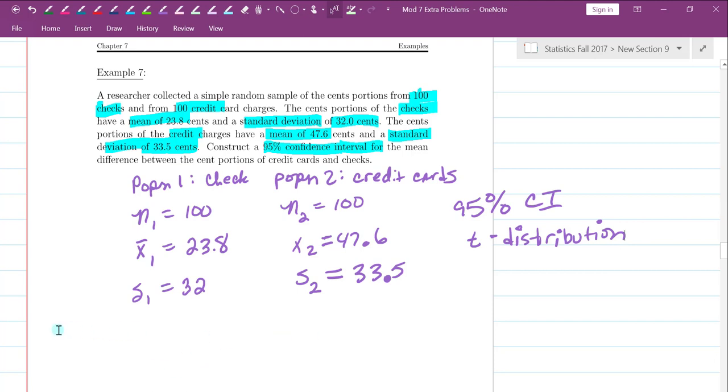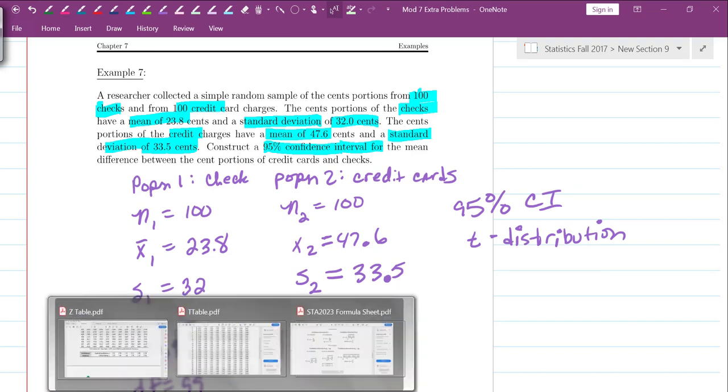Okay, so we are going to need a critical value for our t, and our t critical value is going to be at 95%, so it's 0.95. And how many degrees of freedom? We go off the smaller of the two, but in this case they're equal, so it doesn't matter. So it's going to be 99. So df is equal to n minus 1, which is 99.